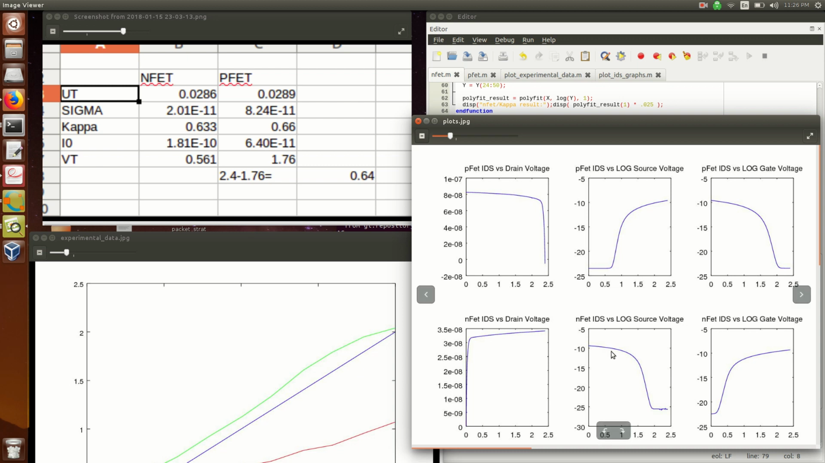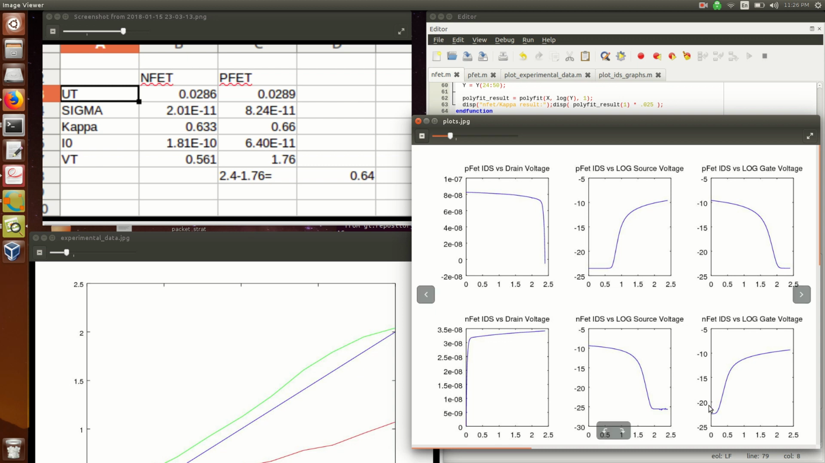For finding kappa on the gate sweep below the threshold, again the IV curve is exponential, so on the log plot this is a linear region with a factor of kappa as the gradient.